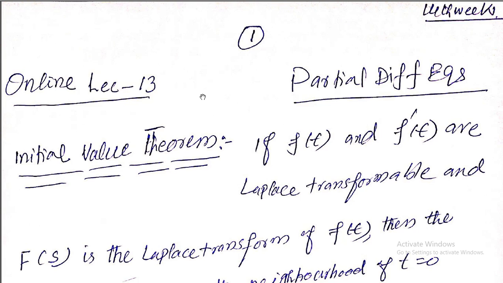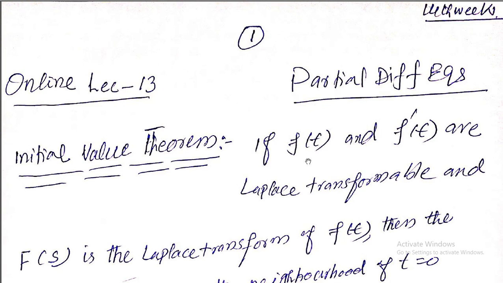You can see here I have this theorem, the initial value theorem. The statement of this theorem is: if f of t and f dash of t are Laplace transformable, meaning you can find the Laplace transform of them, being piecewise continuous and of exponential order, then this is called Laplace transformable.